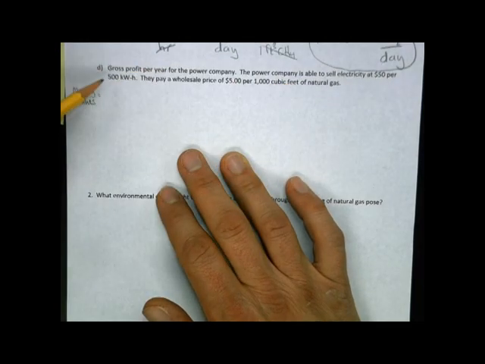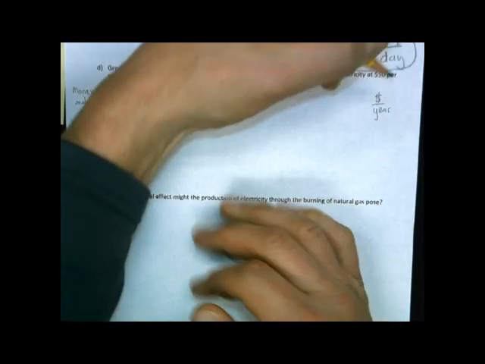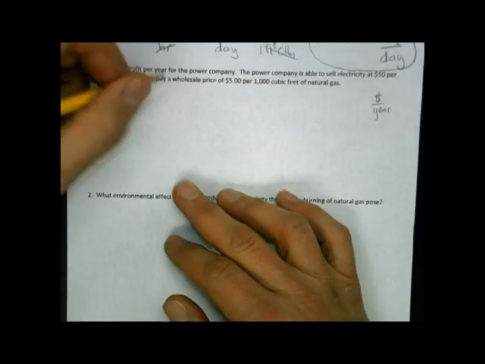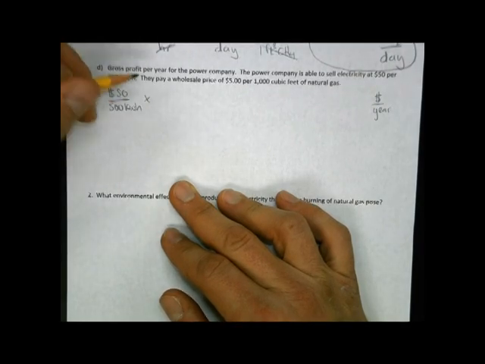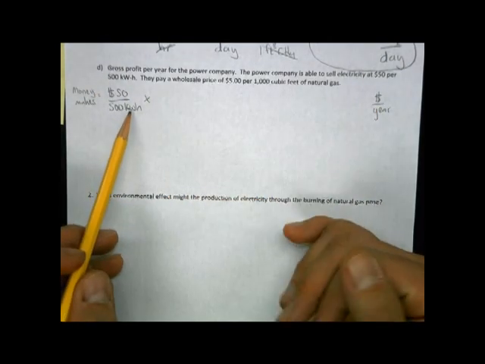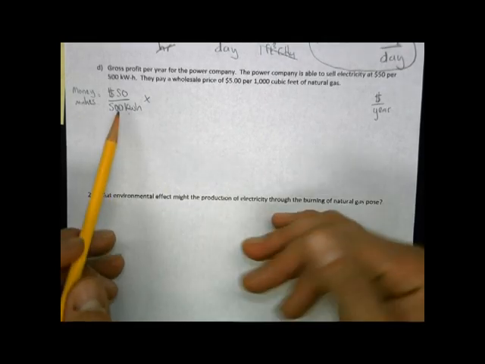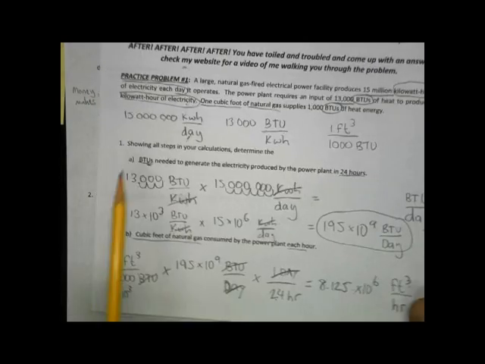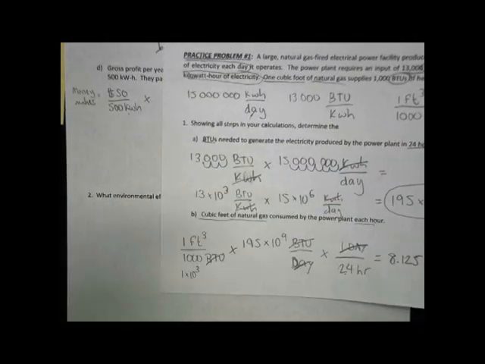So that's $50. Let's see. So we want money per year. All right. So let's just start with the number we got. They just gave us $50 per 500 kilowatt hours. We know that we've got the money on top, so that's good. We don't want kilowatt hours on top, but we need to know how much electricity gets produced. So if we go back to the beginning, we see that they produce 15 million kilowatt hours per day. We can use that number.